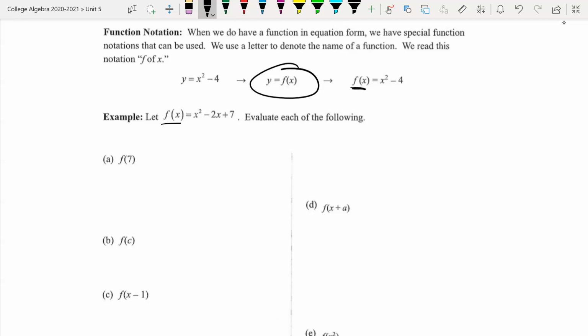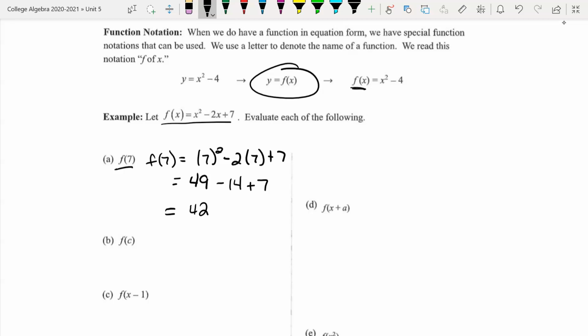So what they're going to do is they're going to give you an equation, and they're going to say, hey, now solve it. So this one says f of 7. So what that means is I'm going to plug in 7 for every x that I see, and I'm going to solve it. So I get 7 squared, which is 49. 2 times 7, which is 14. And I'm going to add 7. So 49 minus 14 would give me 35, plus 7 would give me 42. So f of 7 for that function is 42. And every function is different.